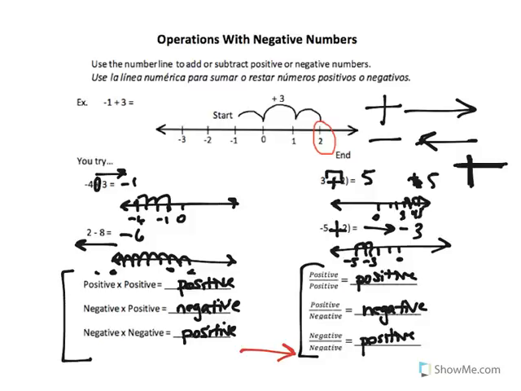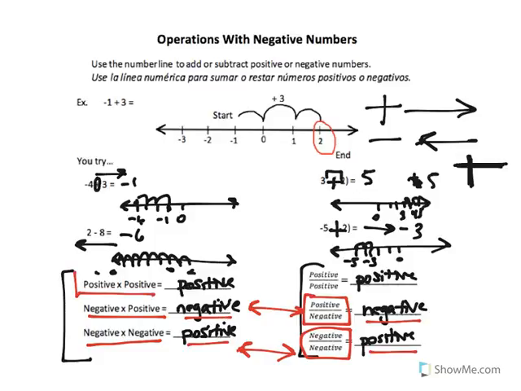Do you see the connection between multiplication and division? Negative times a negative and negative divided by a negative both give you positive. Negative times a positive and positive divided by a negative both give you negative. Positive times positive and positive divided by positive both give you a positive. Copy this into your notes if you did not get this.